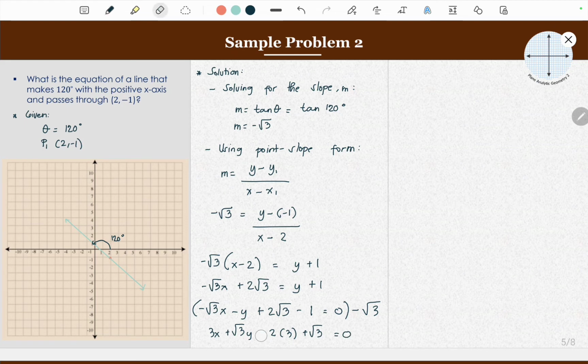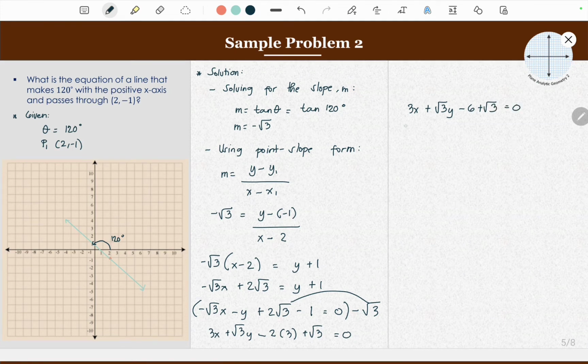So this one here is not positive, this is negative. So 2 square root of 3 times negative square root of 3 is negative 2 times 3. Okay? So what's the value of this? What is the simplified form? We have 3x plus square root of 3y. So what is negative 6 plus square root of 3?